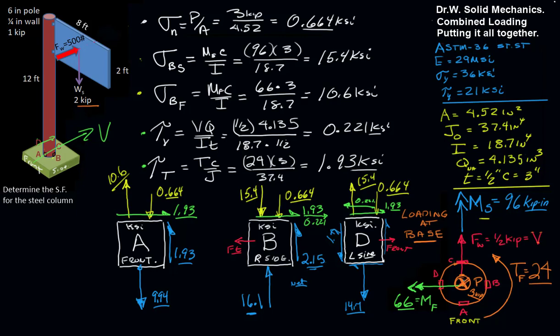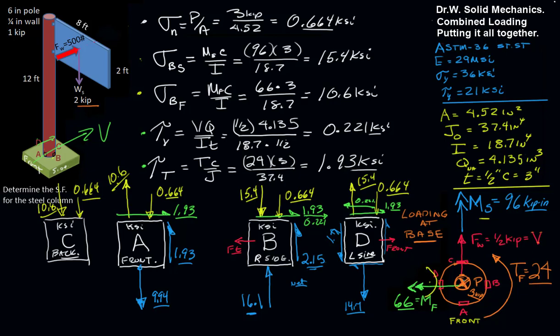Now let's take a look at element C. I think I can squeeze it in over here. And again, these share a neutral axis, so that's going to make it easy to compare those two. All the elements have the 0.664. This 10.6 will flip over and act down on this one. And if we look over here, we can see that it's this bending moment that's doing that.